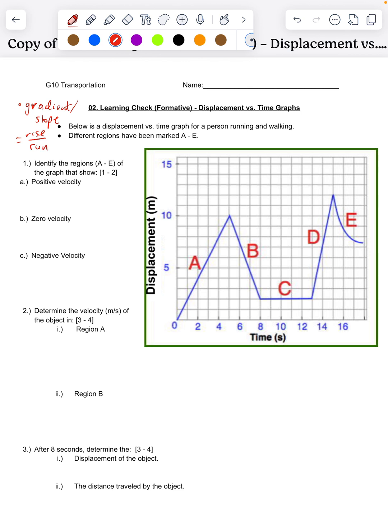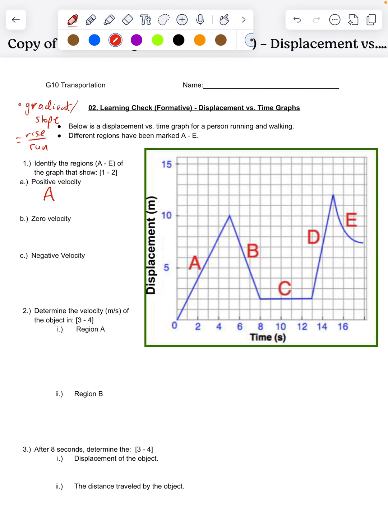Okay, so if we start with question 1, identify the regions of the graph that show positive velocity, zero velocity, or negative velocity. So I'm looking at the slope of these different sections, the gradient of these different sections. I can see that in part A, the displacement is going up over time. So if it's going up over time, that tells me that in part A, this person has a positive velocity. They're moving in the positive direction.